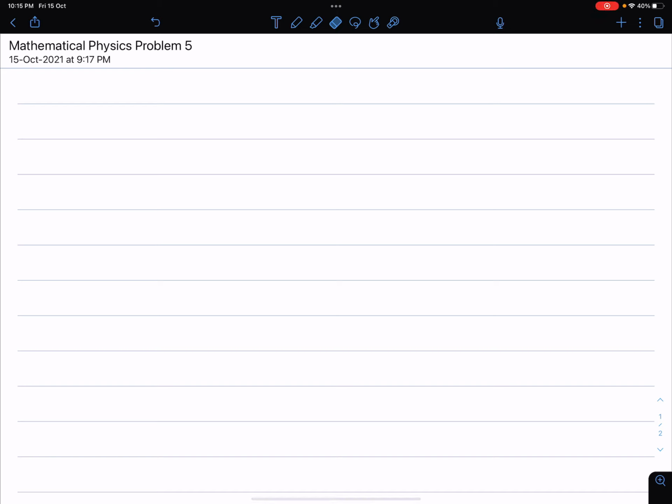I have a matrix M which is equal to 2, 1 minus i, 1 plus i, 0. So the question is, what is e power M?